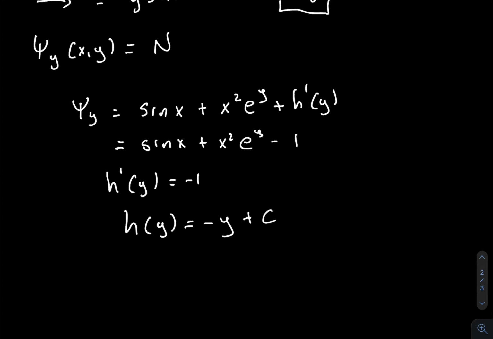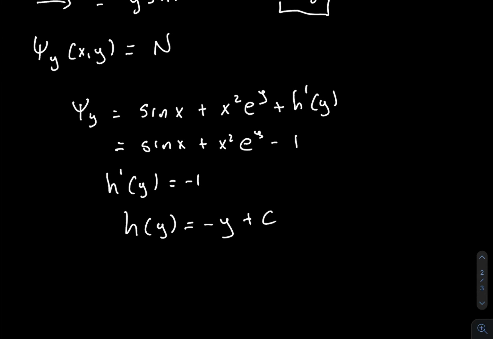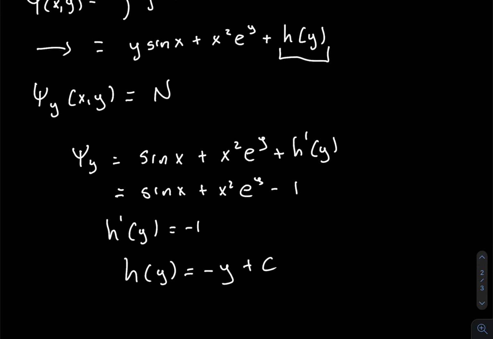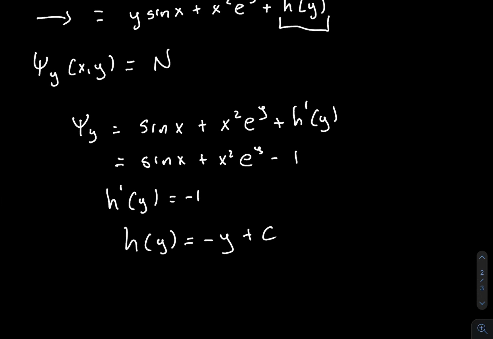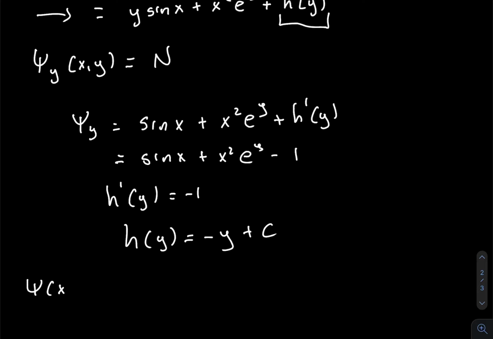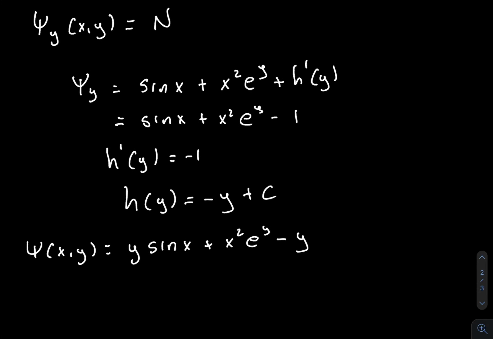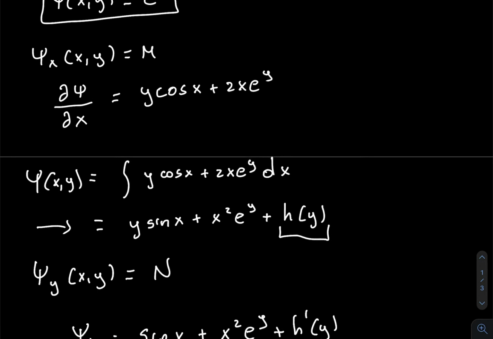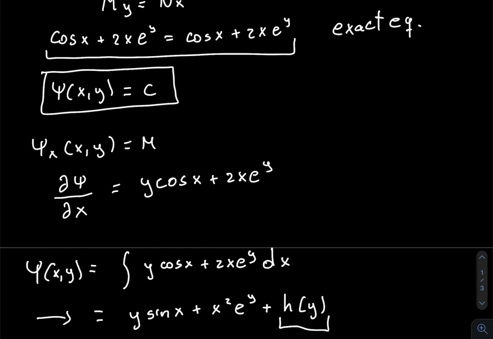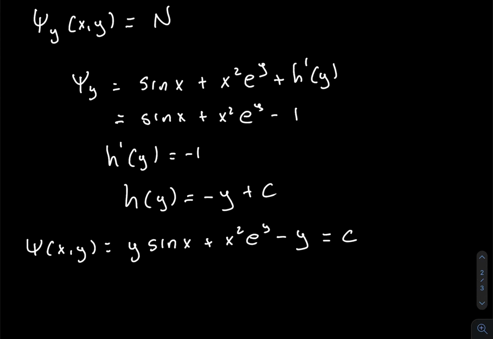So we found that h of y is -y, so we can replace that function back into psi. We'll have that psi of x and y is equal to y sine of x plus x squared e to the y minus y. And remember what I said, that this must be equal to a constant c. So I set this in here, and we have found the solution for our differential equation.